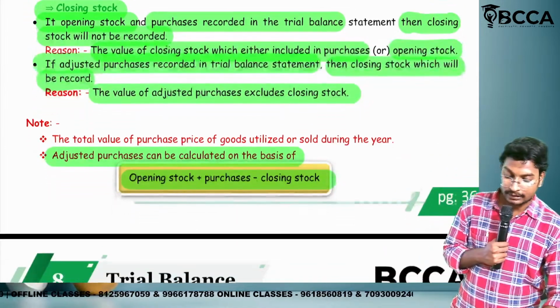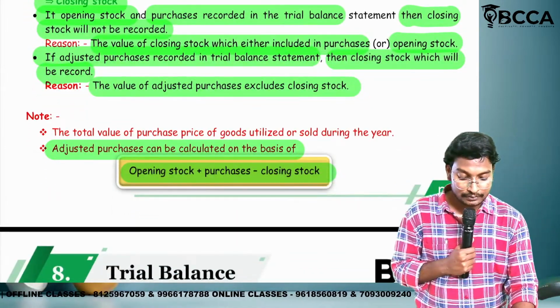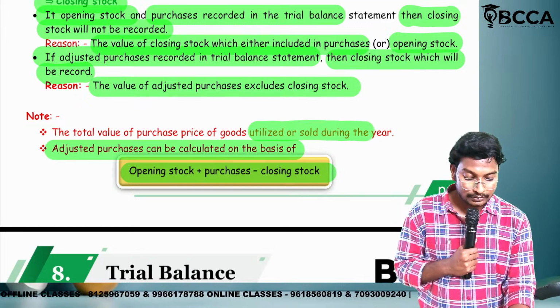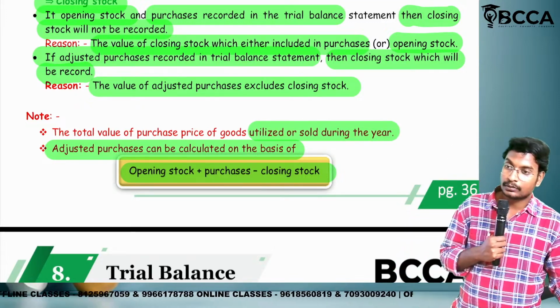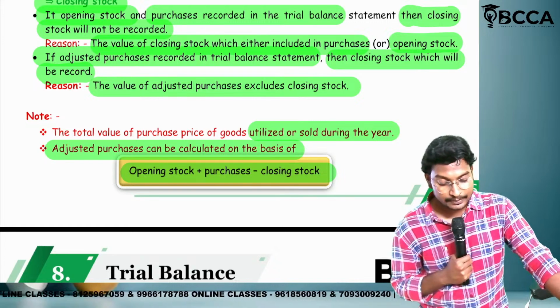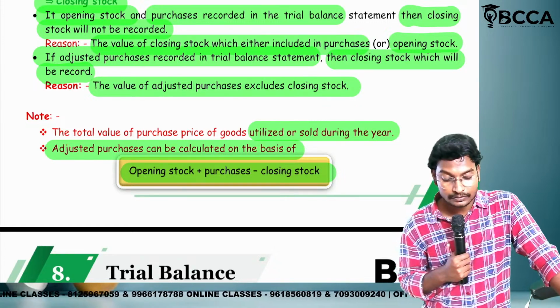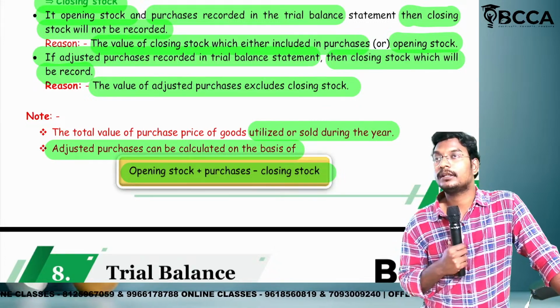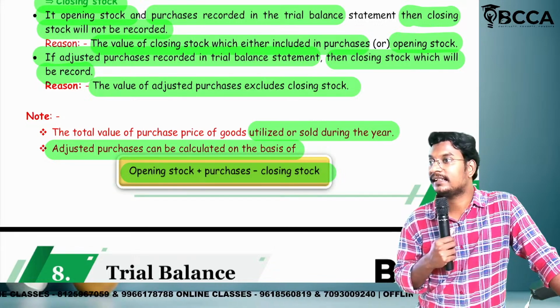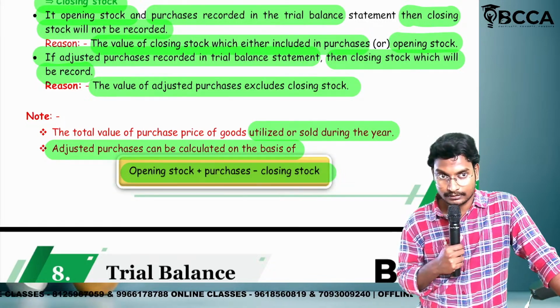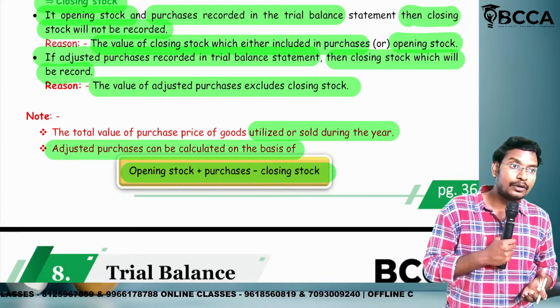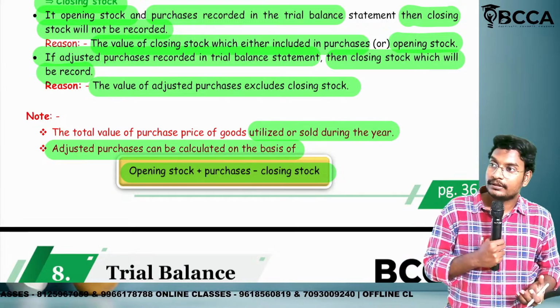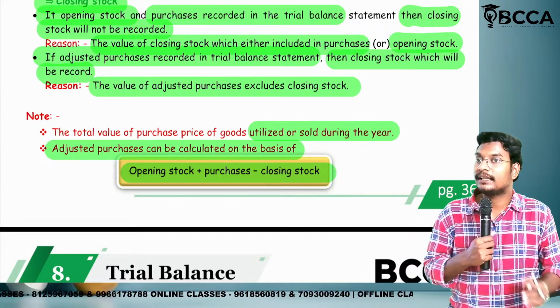So adjusted purchase is the total value of the purchase price of the goods utilized or sold during the year. What is the meaning of adjusted purchase? The total value of the purchase price of goods utilized or sold. What are the sold units? That cost price is called adjusted purchase. Now, we have sold 80 units. In the earlier example, how many units did we sell? We sold 80 units. That 80 units cost is called adjusted purchase.